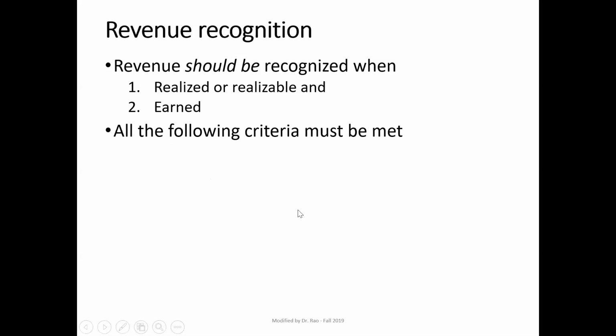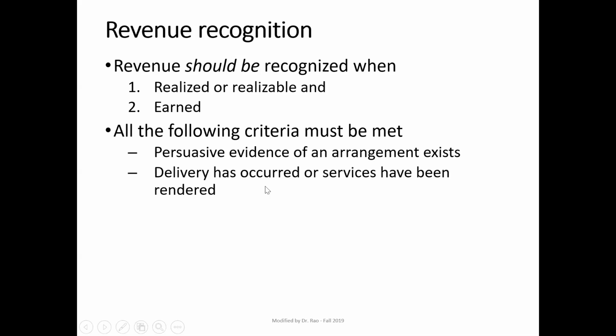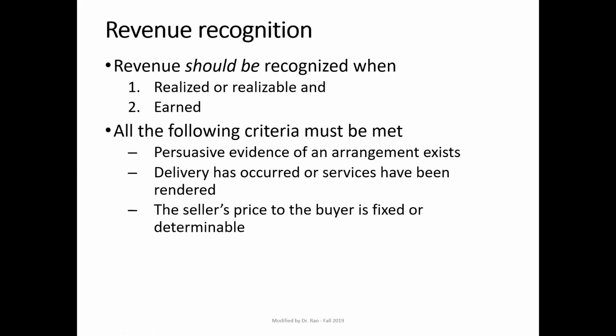So all of the following criteria must be met. There's persuasive evidence that an arrangement exists. Delivery has occurred or services have been rendered. So there is an arrangement, and I have done my part. The seller's price to the buyer is fixed, so there is no doubt about the amount of money I'm going to collect. And I'm reasonably assured that I can collect the money. So this is something we know about revenue recognition.